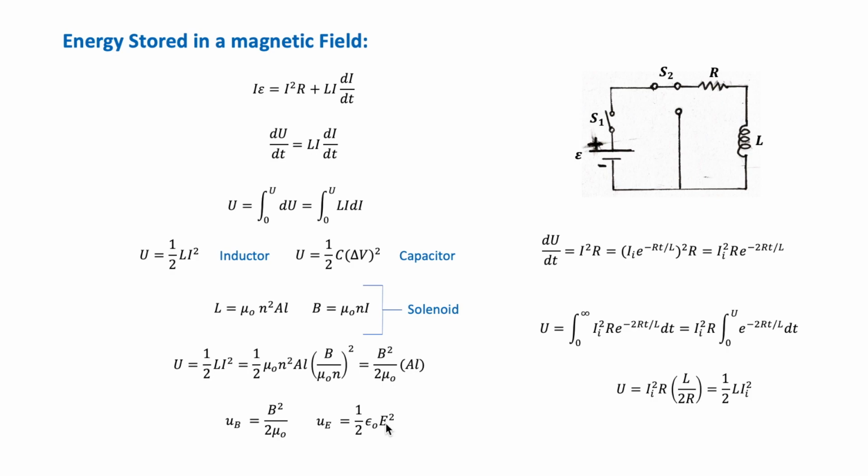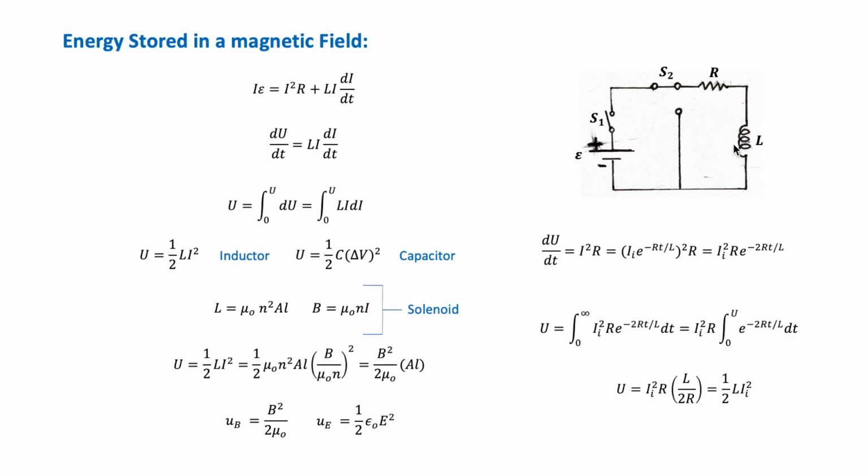So now let's suppose after the current reached a steady state value of E over R, we then put the switch S2 to this position, and if we assume the circuit to be isolated so that no energy leaves the system, then if S2 is closed here, energy is now delivered to the resistor only from the inductor, okay? Because the battery is no longer part of the circuit.